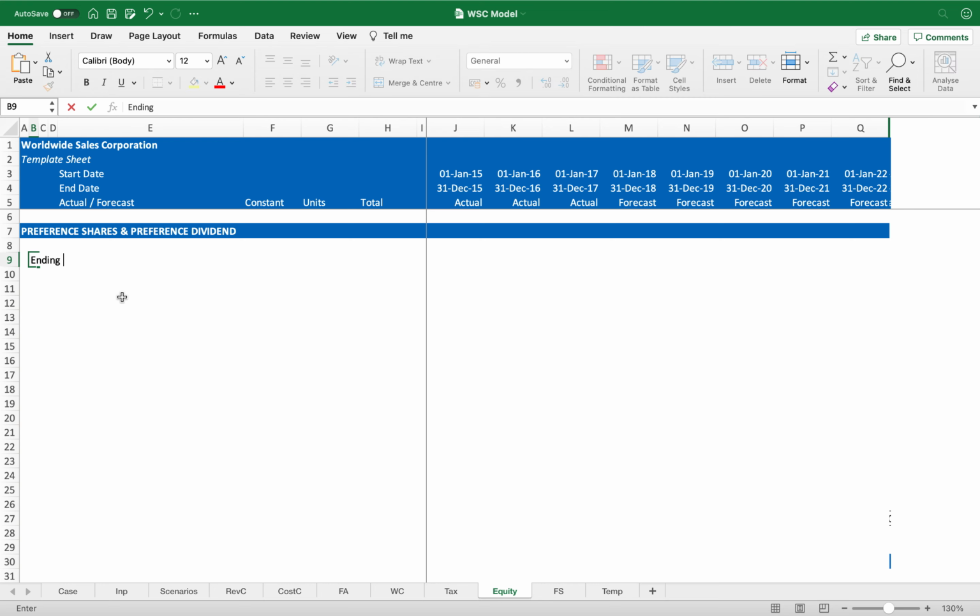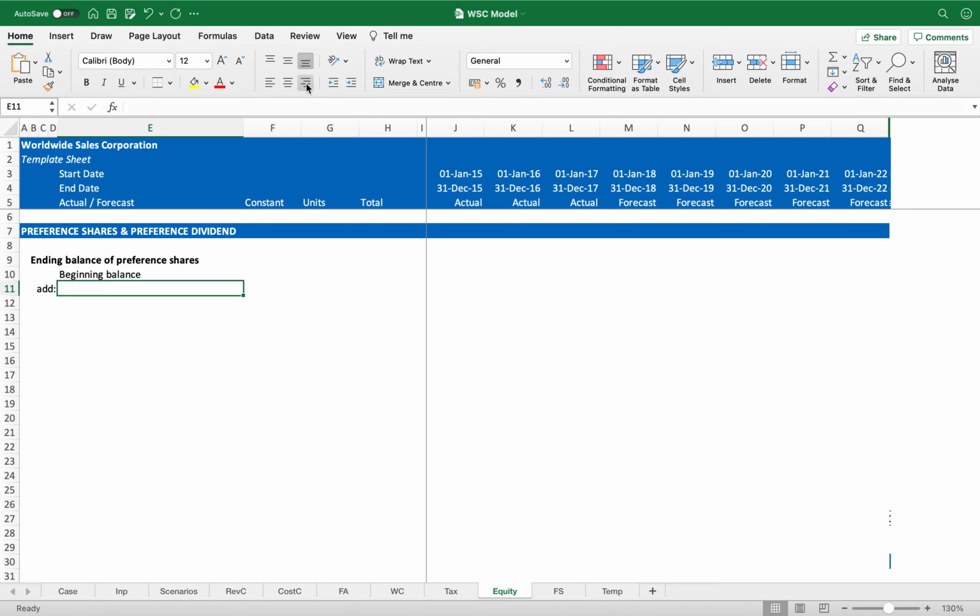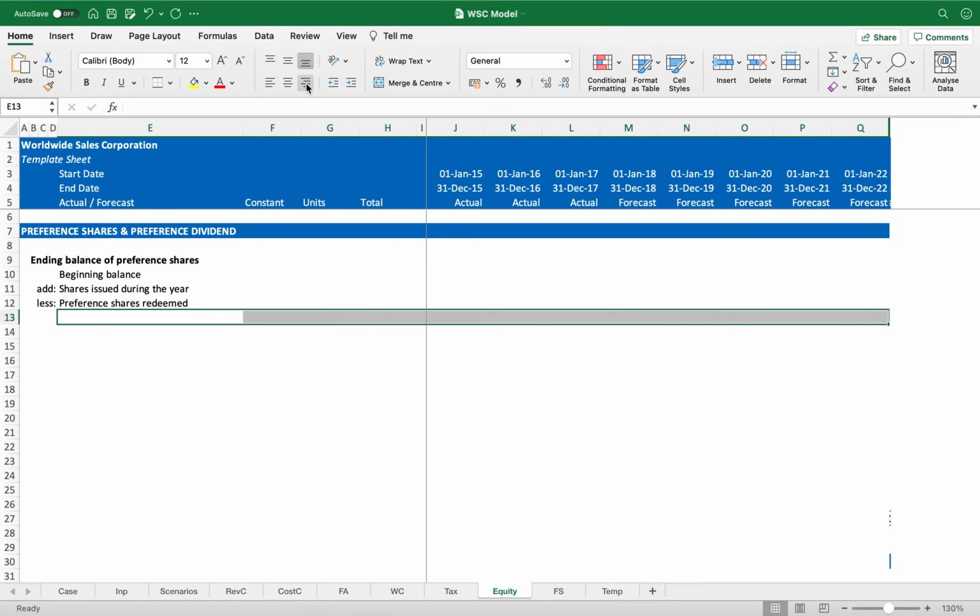So let's first compute the ending balance of preference shares. How can I get to the ending balance? Of course, we will have some beginning balance. I will add shares issued during the year. I will subtract preference shares redeemed, and I will get to the ending balance. In millions of dollars.